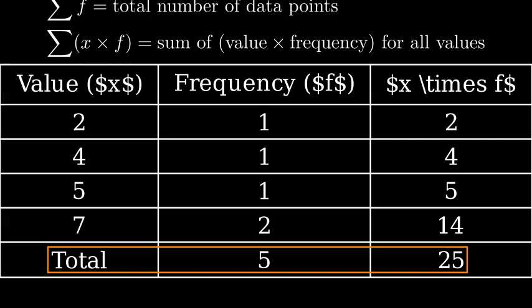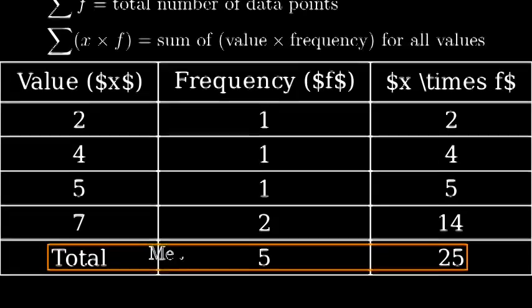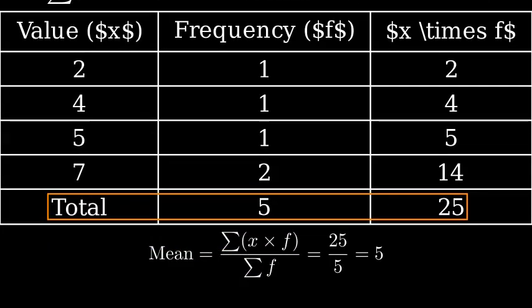The sum of these products is 2 plus 4 plus 5 plus 14, which equals 25. The sum of the frequencies is 1 plus 1 plus 1 plus 2, which equals 5. So, the mean is 25 divided by 5, which equals 5. Let's look at another example with a larger data set.